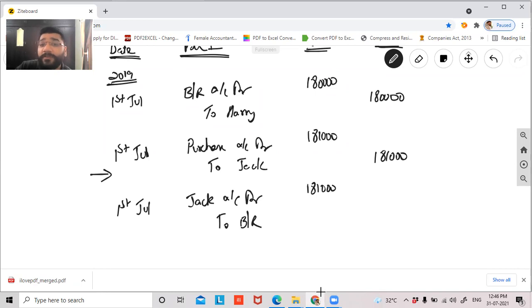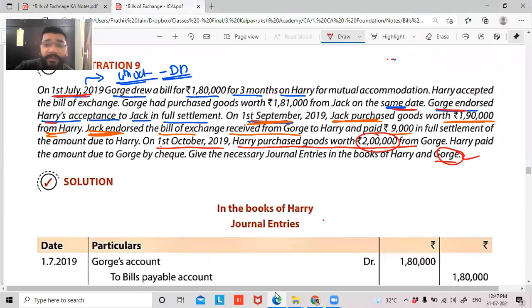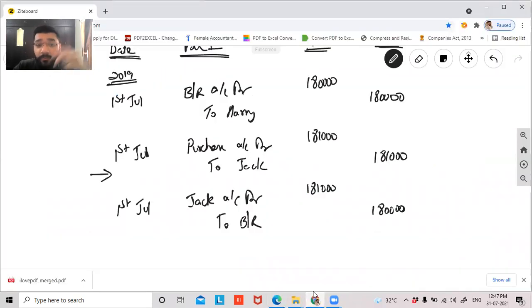But what is the value of bills receivable? Is it 180 or 181? 180. Now look at the language: the question says Georgie endorsed Harry's acceptance to Jack in full settlement, which means the remaining 1,000 rupees we have to pay to Jack. Are we paying Jack? Or is Georgie paying Jack? Will he pay that amount to Jack in future? No, sir. So can I say that he's getting 1,000 rupees discount?